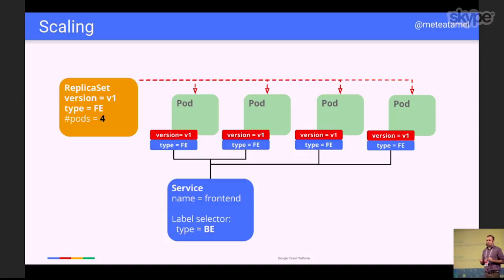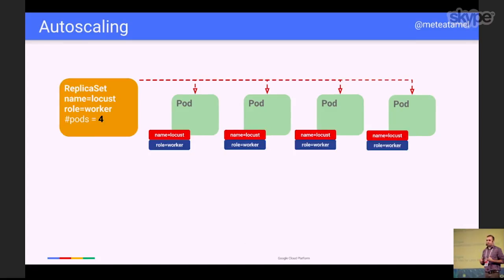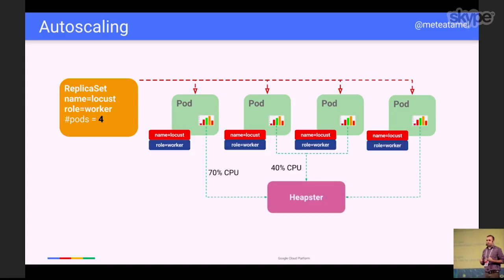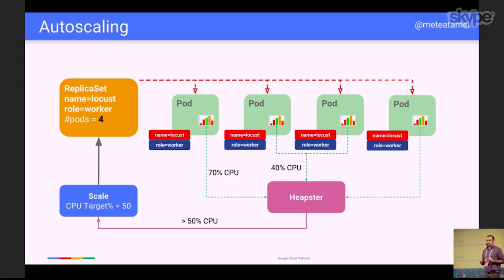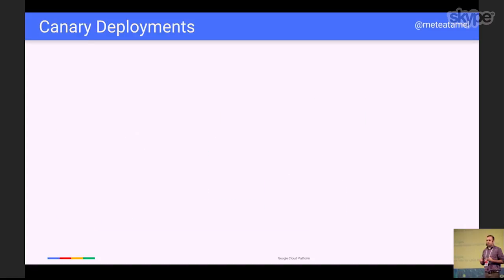So just one command. Of course, you don't have to scale manually if you want to do auto scaling. What you can do is create something called heapster that looks at some metric that you care about. For example, in this case, we're looking at CPU, and then the heapster will report back to the replica set. And then if a certain threshold is being met, the replica set will automatically scale your pods to something higher or lower, depending on what you want. So there's auto scaling as well.